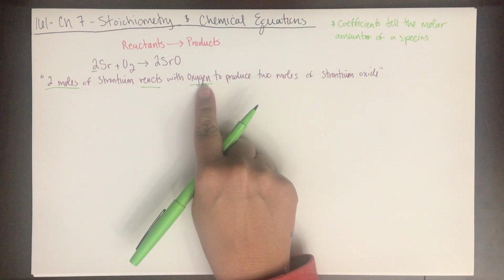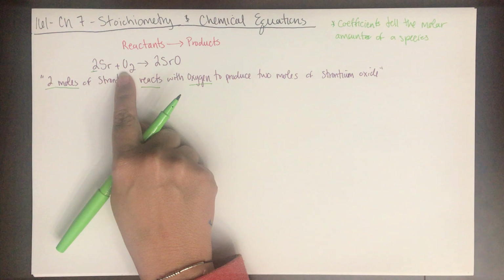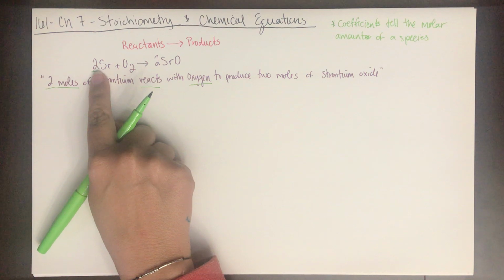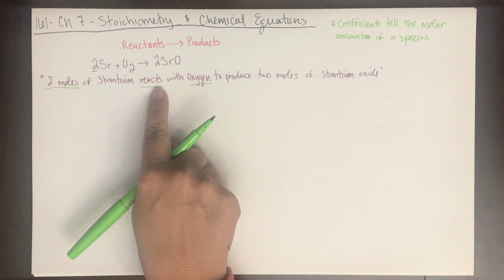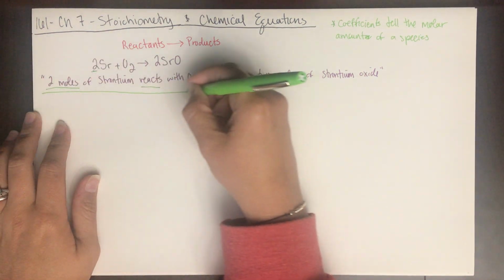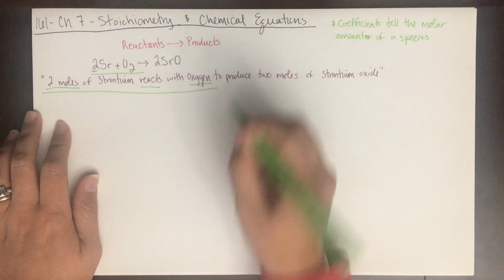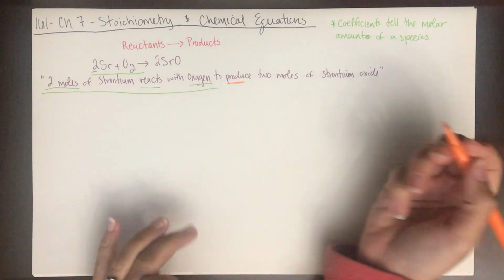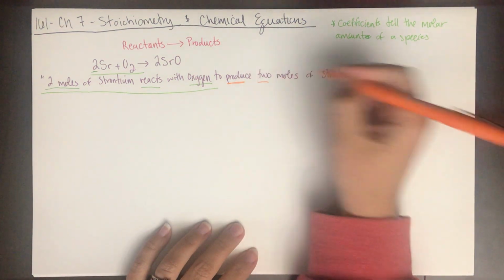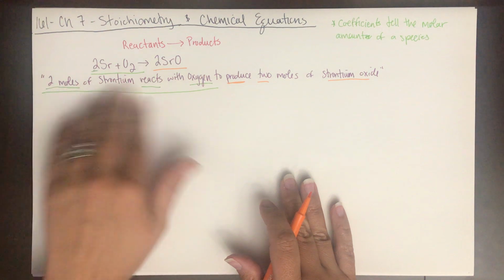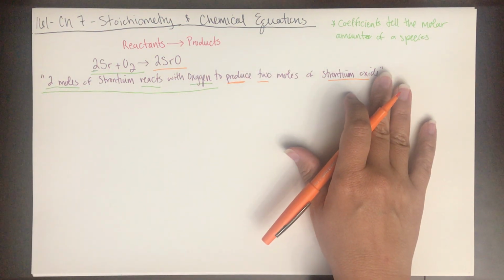Remember, oxygen is one of our diatomic molecules. So when you read the word oxygen, you know that O2 goes here. Keywords: 2 moles tells me I have a coefficient of 2 in front of strontium, reacts with oxygen. That means all of this is reactants. And then it says to produce, that means now these are our products, 2 moles of strontium oxide. So this over here on the left, these are my reactants. This over here on the right are my products.